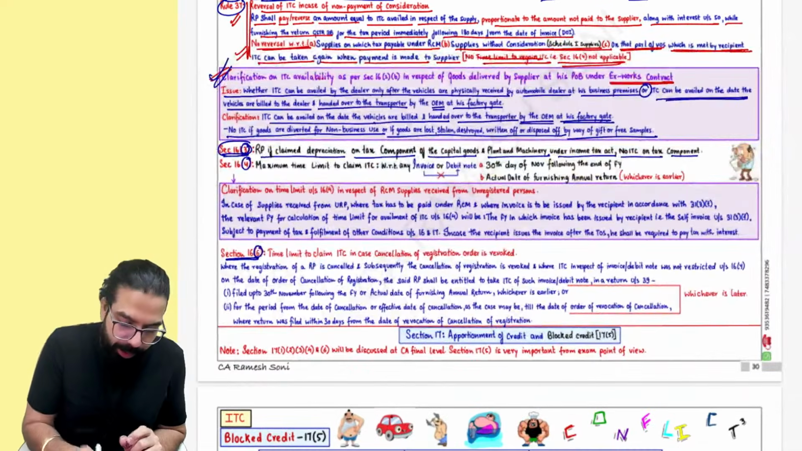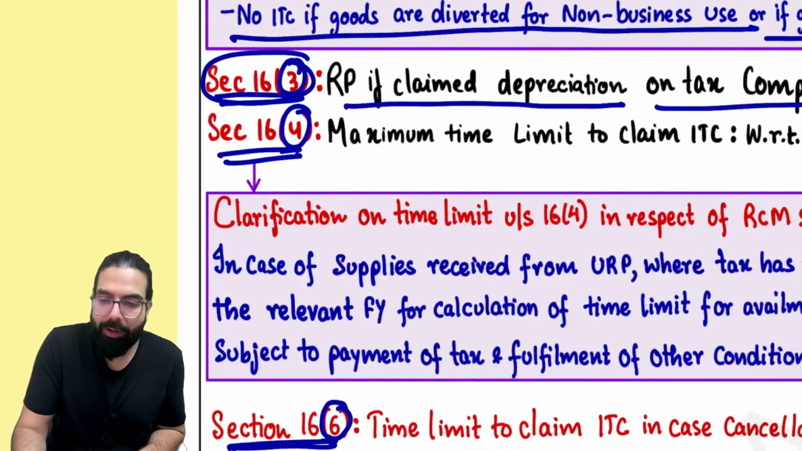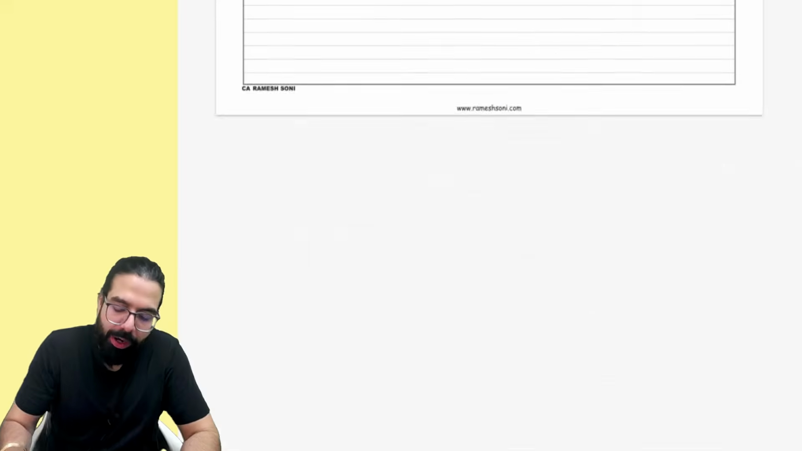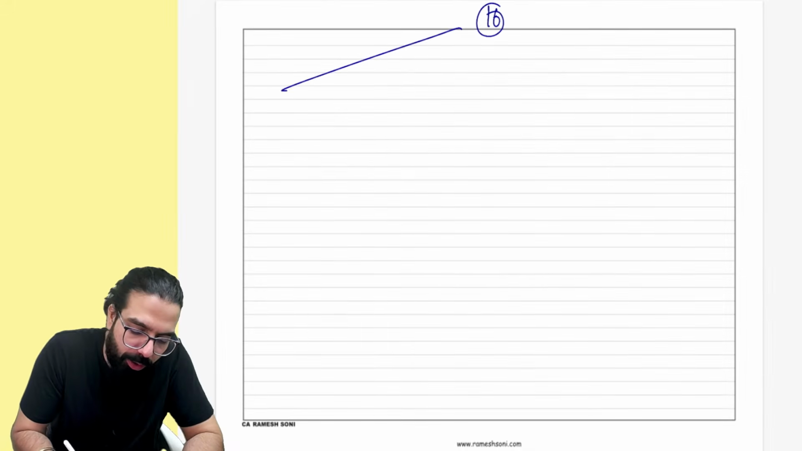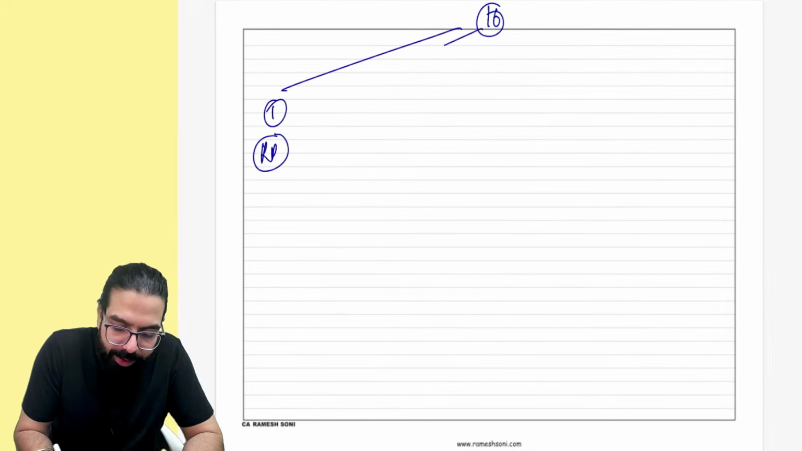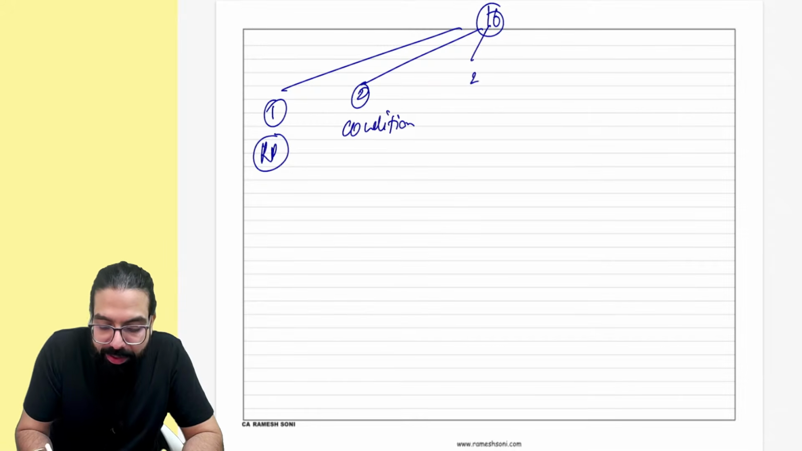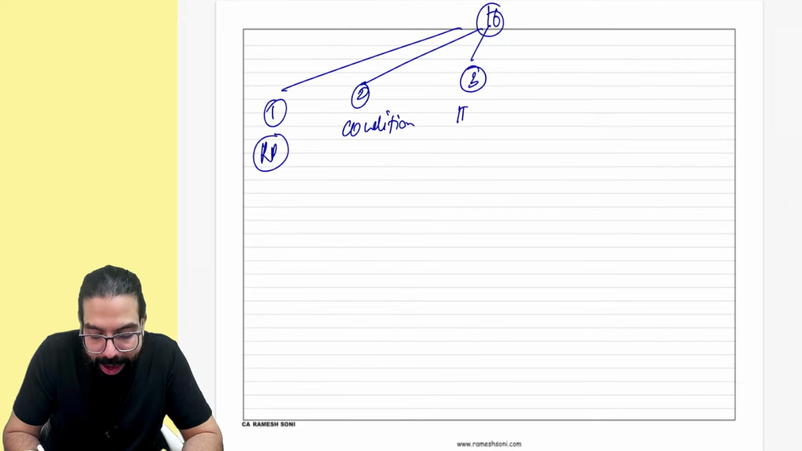The next one over here is section number 16(4). Before I talk about it, tell me one thing, everyone. Section 16(1), I told you who is eligible: registered person. Section 16(2), I told you condition to take the credit. Section 16(3), ITC taken, don't take depreciation. Depreciation taken of the GST component, don't take ITC.